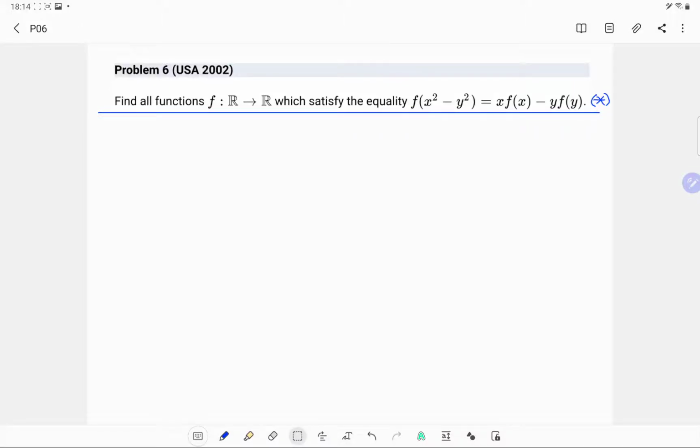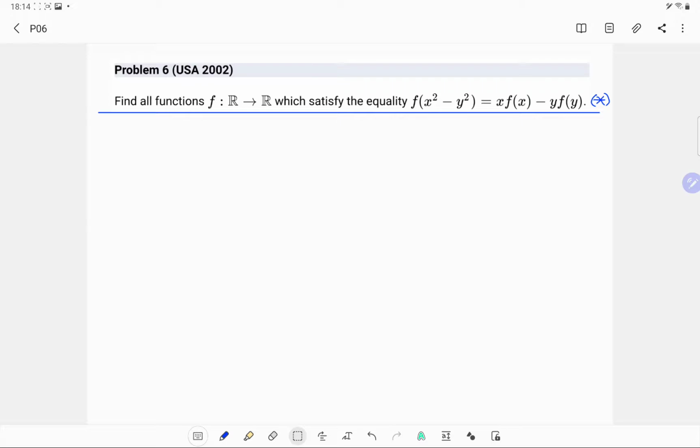Let's take a look at another functional equation. This one is from the USA Mathematical Olympiad 2002. It says: find all functions f from real numbers to real numbers which satisfy the equality f of x squared minus y squared equals x times f of x minus y times f of y.